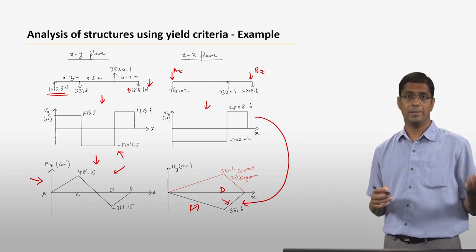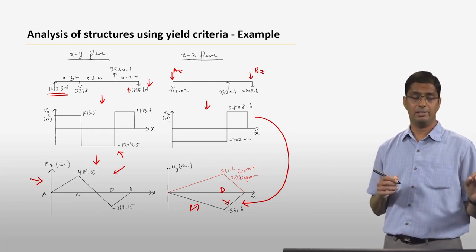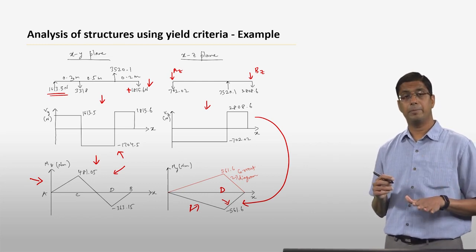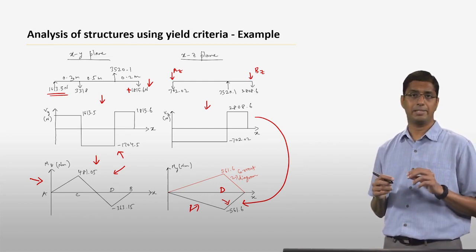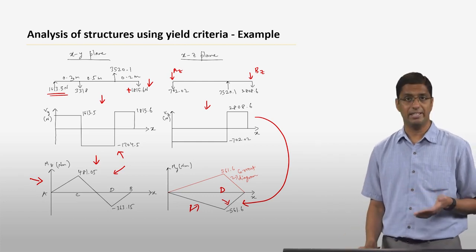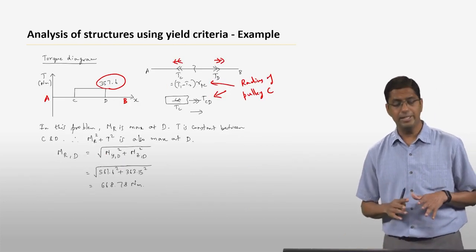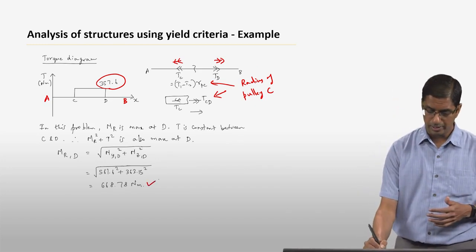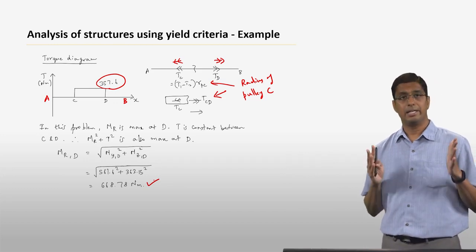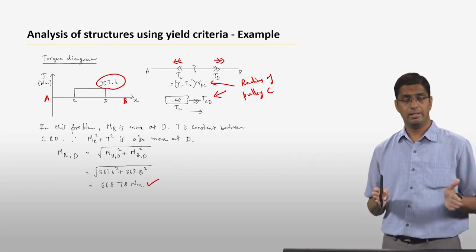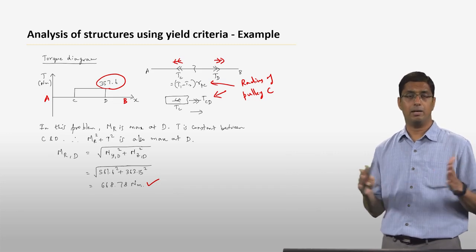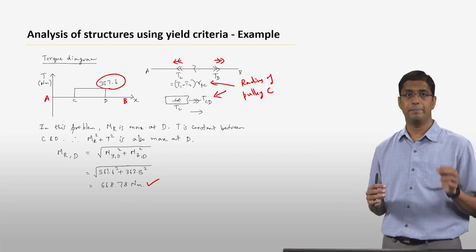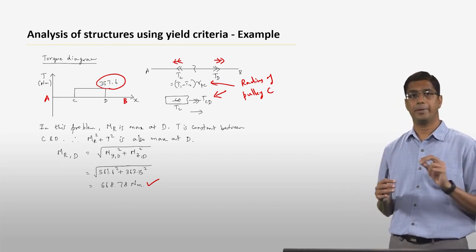So in principle, you might want to find out Mr, the resultant moment, at both C and D, and then verify that the resultant moment at point D is the maximum. But in this case, it is actually fairly easy to figure that out. And if you find out the resultant moment at point D, it turns out to be this value. So essentially, if you look at this problem, the internal torque is maximum all the way between C and D, whereas the resultant bending moment is maximum at point D.